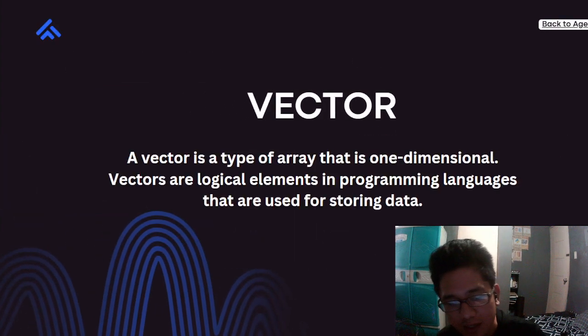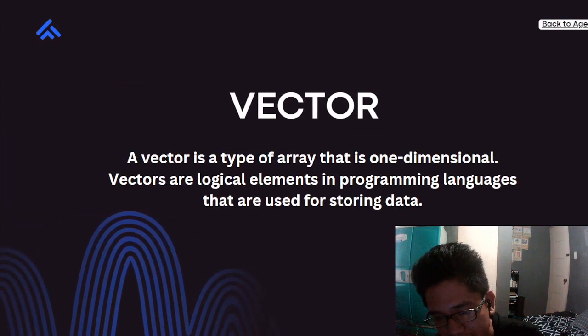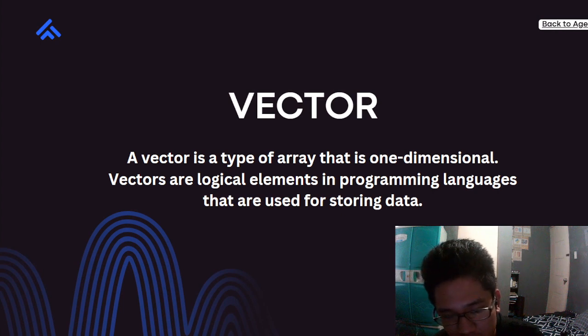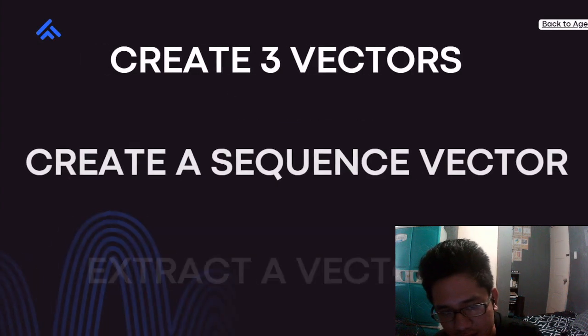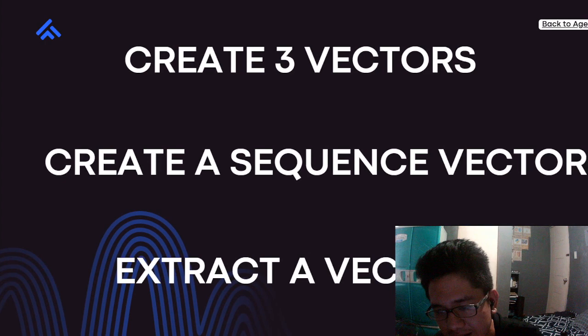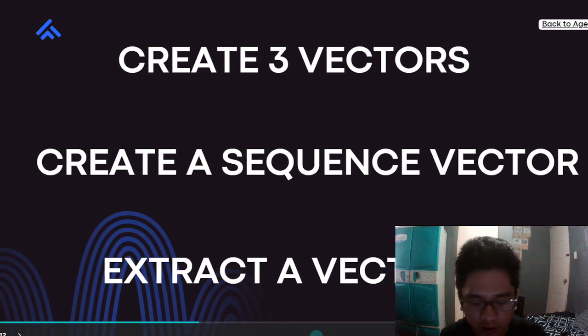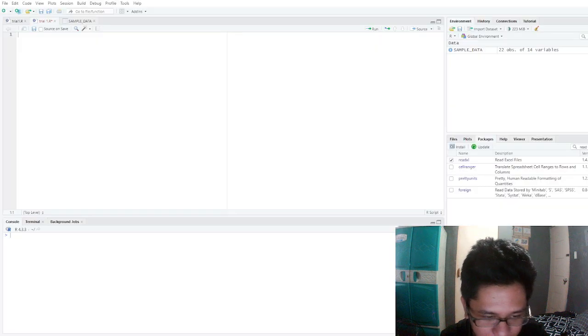A vector is a type of array that is one-dimensional. Vectors are logical elements in programming languages that are used for storing data. The activity on the vector is to create three vectors, create a sequence vector, and extract a vector. To extract a vector, wait, let me do this.